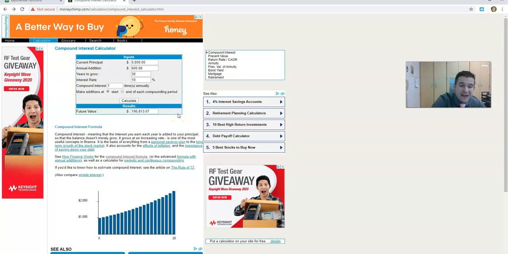Look how fast this number grew. $195,813. That's a lot of money. And it grows really fast. And the reason is because the system that banks and loan officers use, the function that they use to calculate the interest that you make, is an exponential function.